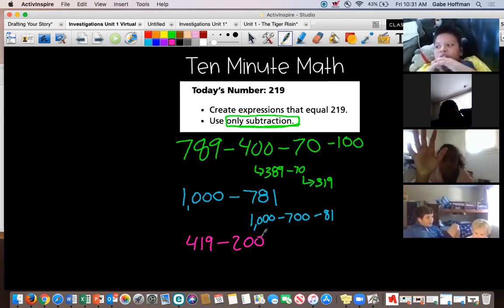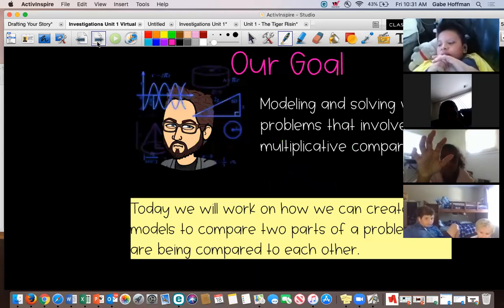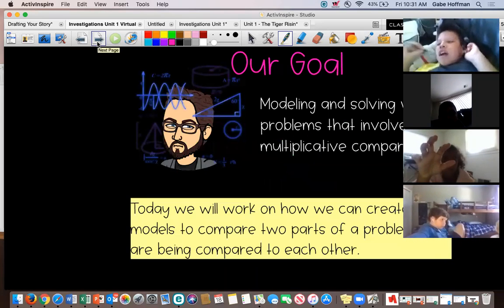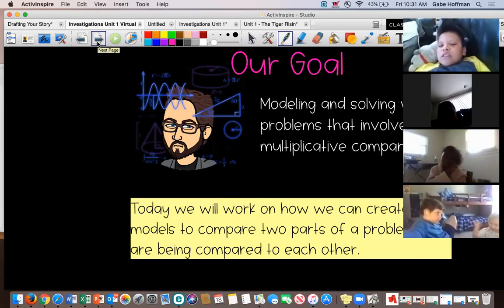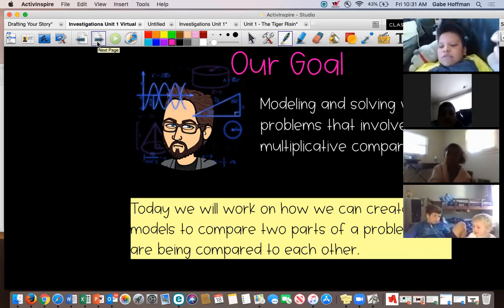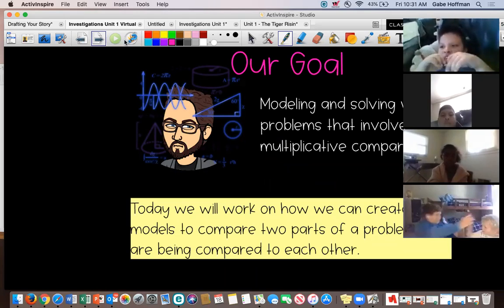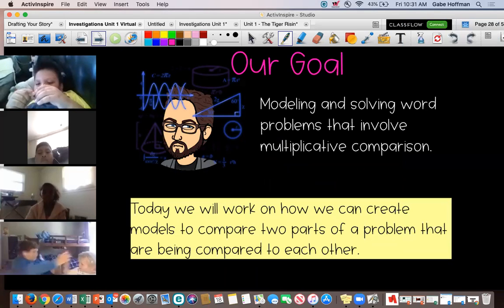We're going to end 10-minute math there today, and Mr. Hoffman's going to talk to you about our goal. Ania, can you read our goal for us since I just saw your hand up? Please and thank you. Modeling and solving word problems that involve multiplication, comparison. That's a tough word. You're close.